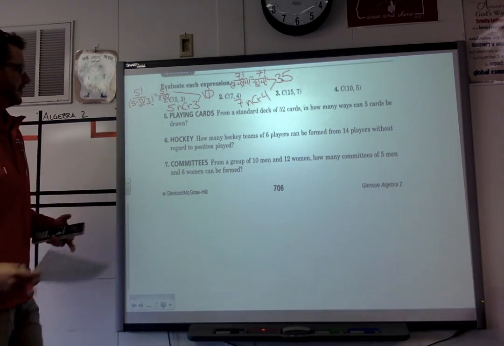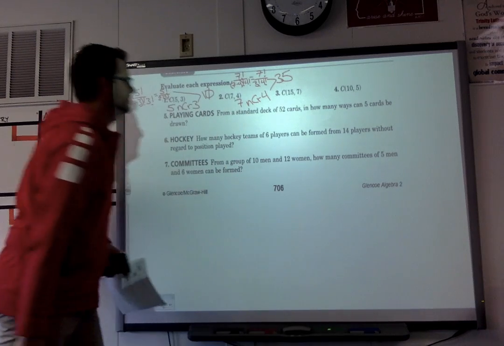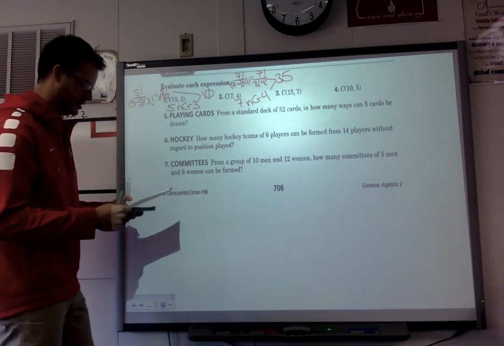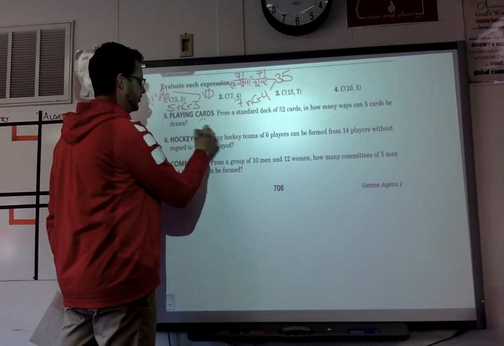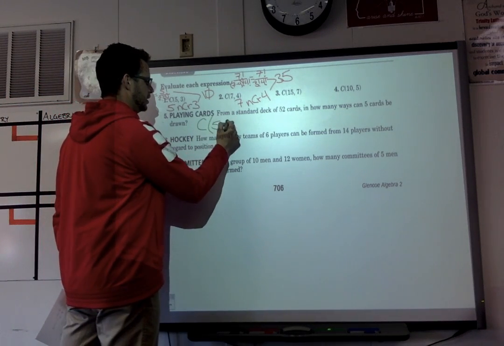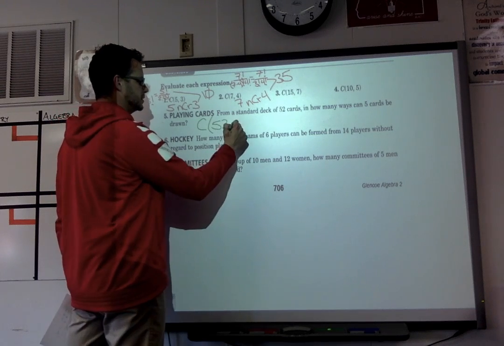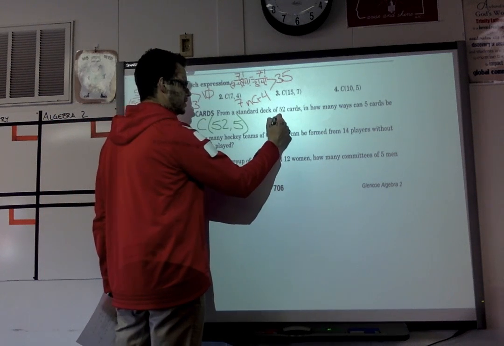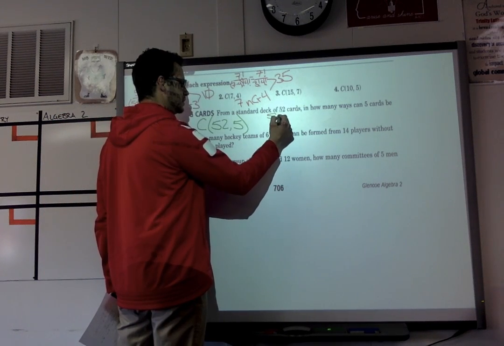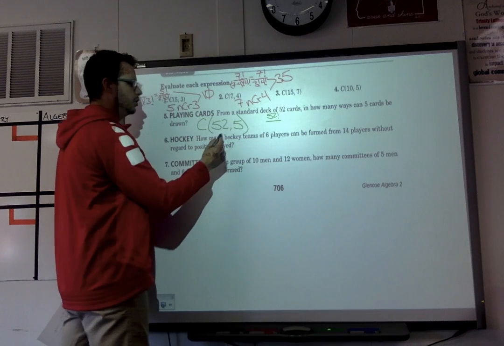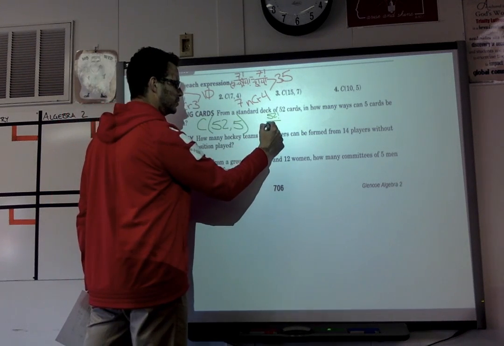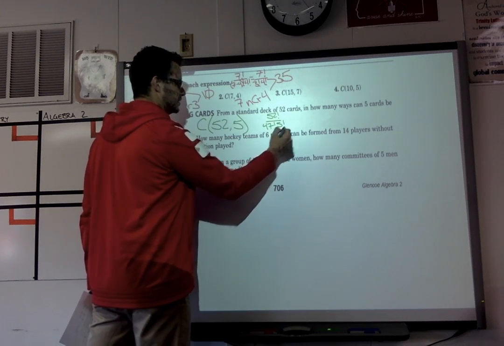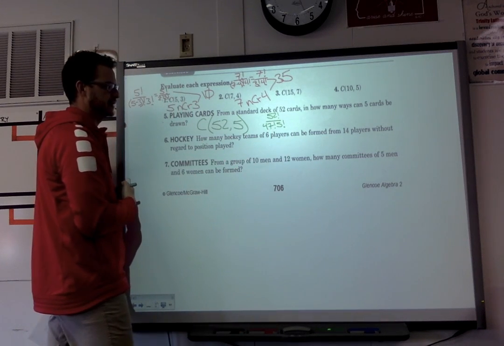So if we take a look at number 5 then, from a standard deck of 52 cards, in how many ways can 5 cards be drawn? So if we think about it here, we're finding the combination of 52 total items and 5 being taken at a time. So I could go ahead and say 52 factorial over 52 minus 5, which would be 47 factorial, times that r value, which would be 5 factorial.